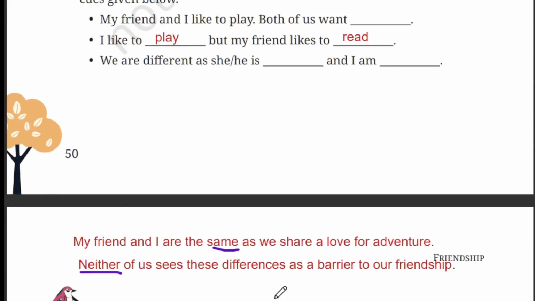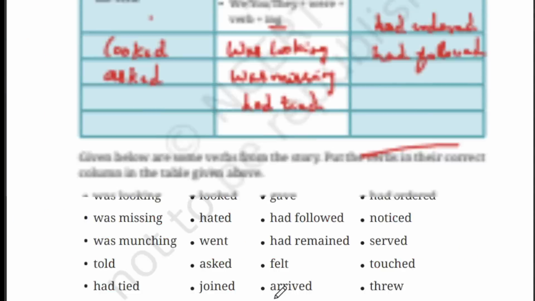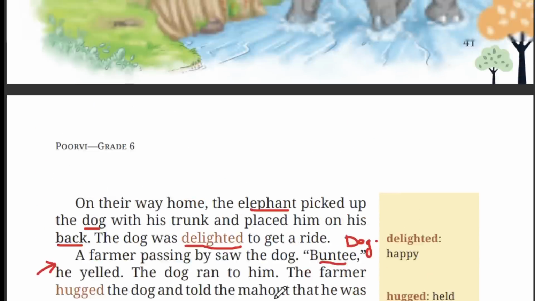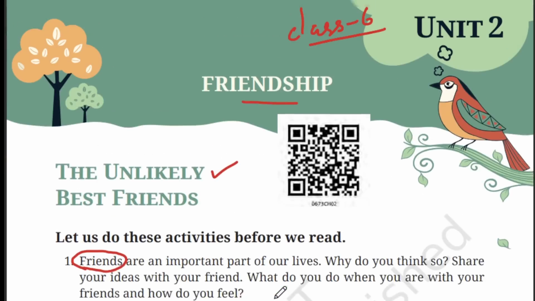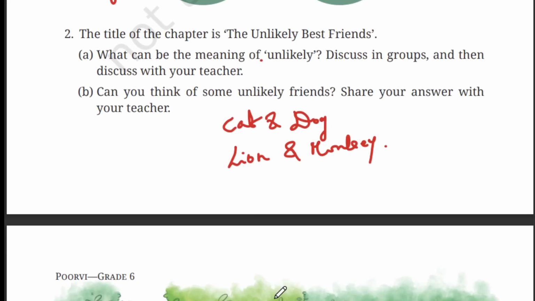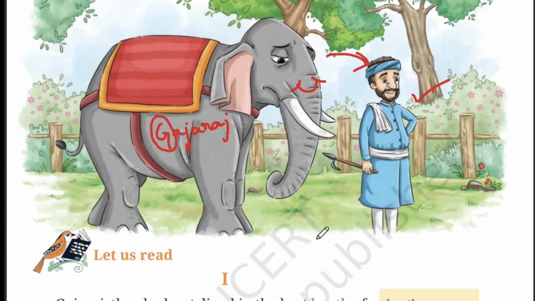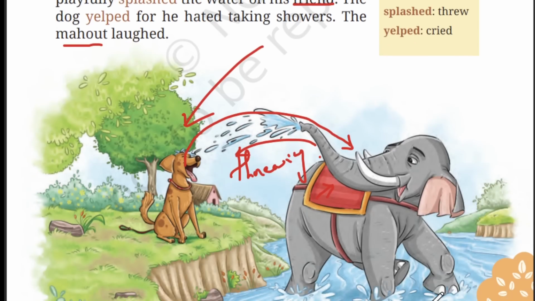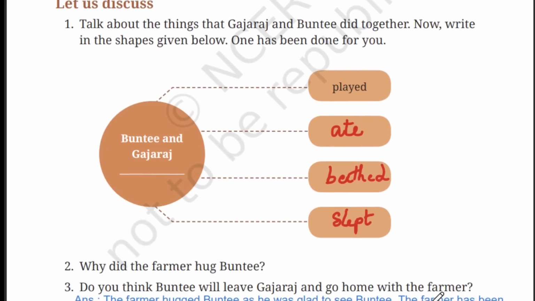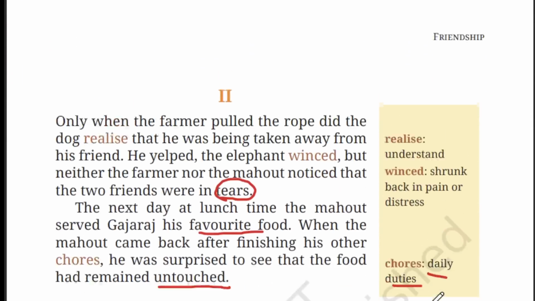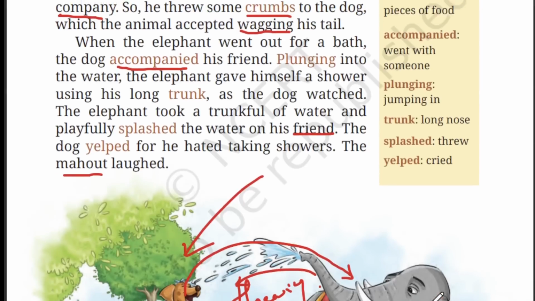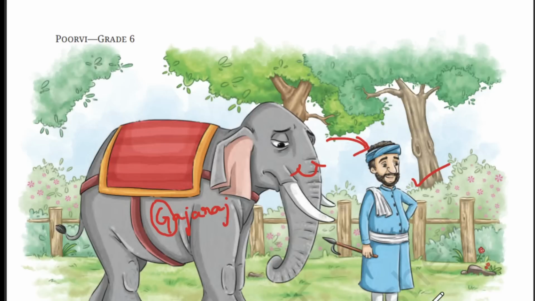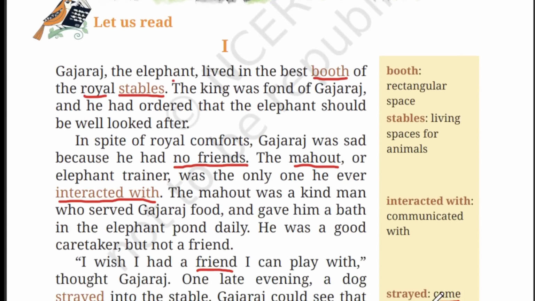So now we have completed this chapter in Unit 2, the unlikely best friend. So we read about the good friends, Gajaraja and the dog Bunty, and also the farmer and the Mahout. Okay, so this lesson is very, very important, students, and let's go through the meanings one more time. So meanings are very important, meanings and opposites.